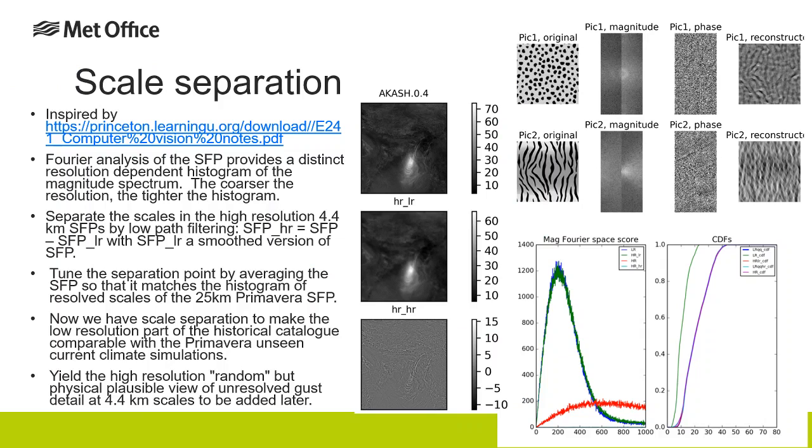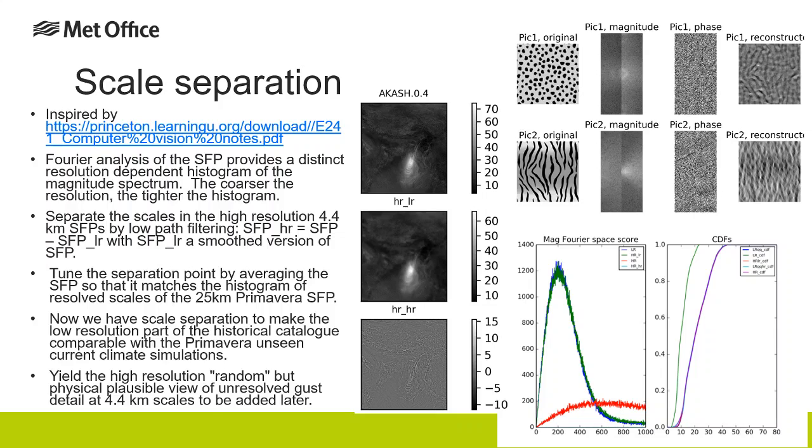In detail, the scale separation works like this. It is inspired by a lecture that I've seen on computer vision. On the top right-hand side, you see an image, whereby this method is just for fun, matching tiger stripes with leopard dots. Each of the images is Fourier analyzed, and we can do the same for the storm footprint, and that provides us a distinct resolution-dependent histogram of the magnitude spectrum. The coarser the resolution, the tighter the histogram.